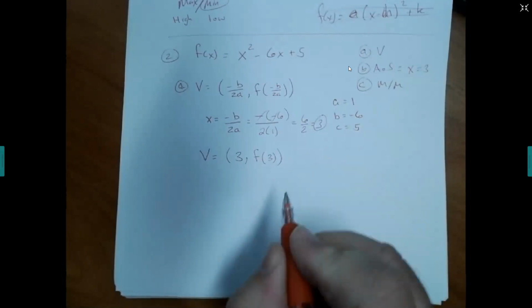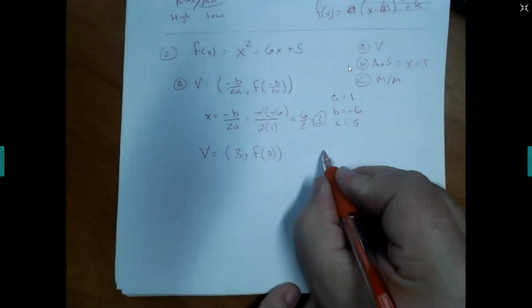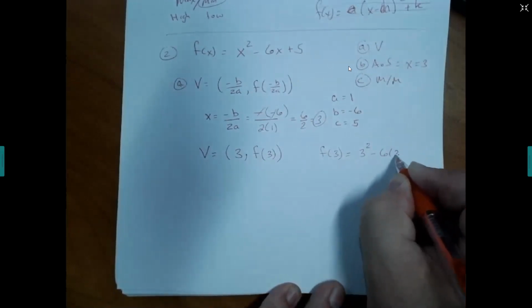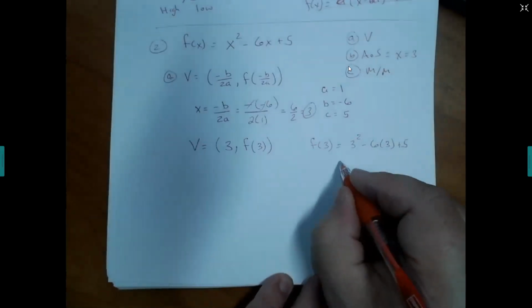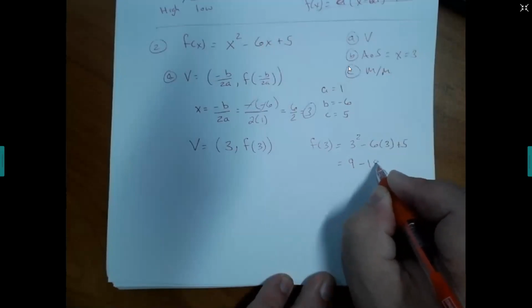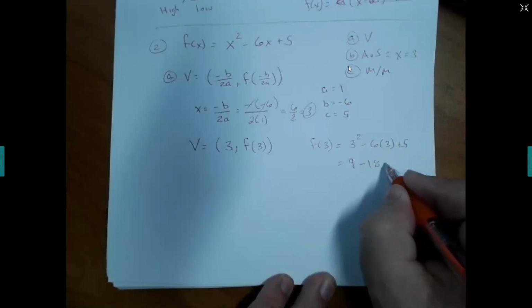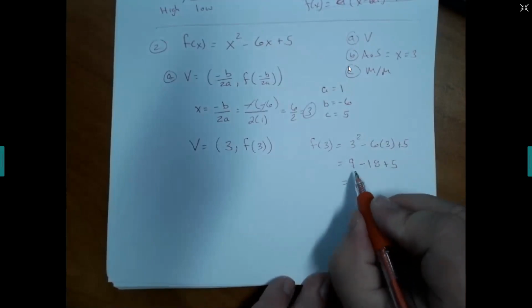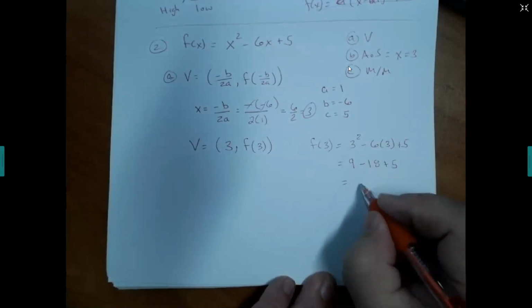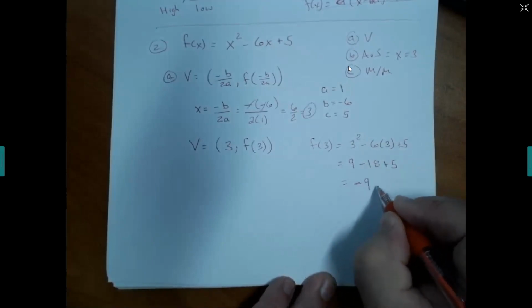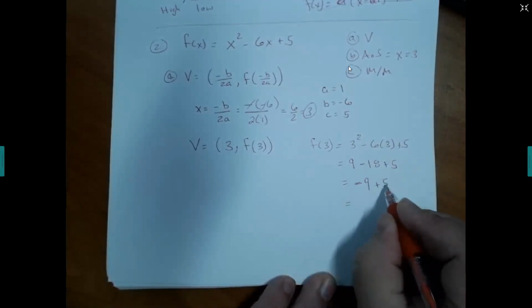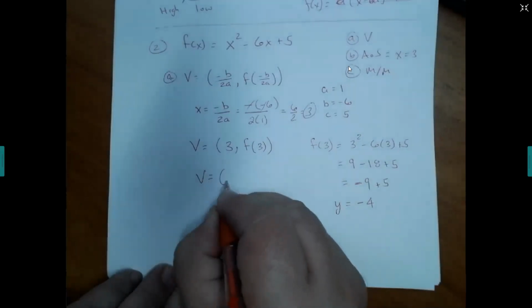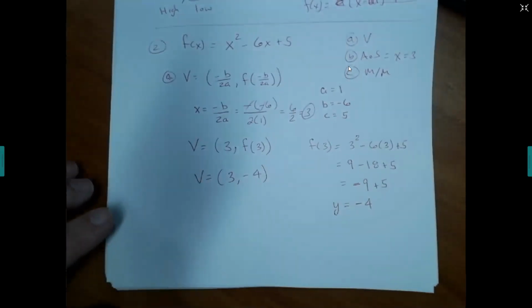Now we have to take our 3 and plug it back into our original equation to look for the y value. 3 squared is 9. 6 times 3 is 18. Nine minus 18. 18 is bigger than 9, so it's negative. 18 minus 9 is 9. 9 is bigger than 5, so it's negative. 9 minus 5 is 4. That's the y value. That gives us our vertex.